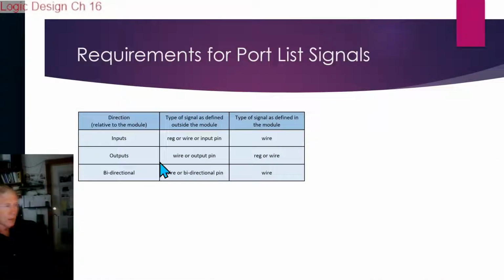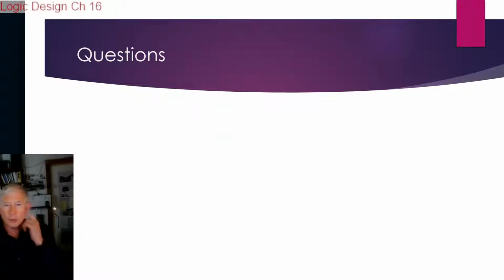So this is a bit of a summary. If we have inputs, they have to be wires, and if we have bidirectional inputs called in-outs, they have to be wires. But if we have outputs, they can be either a wire or a register in our module port list. Okay? So that pretty much covers everything I wanted to go through, and hopefully this gives you some good insight.